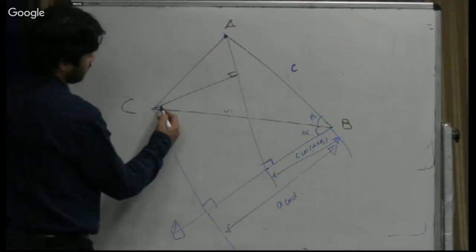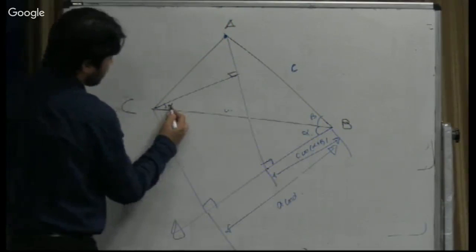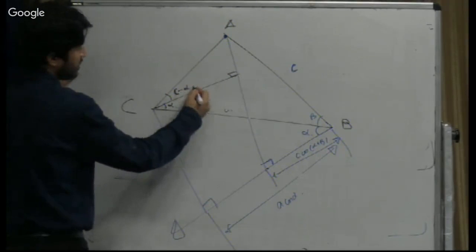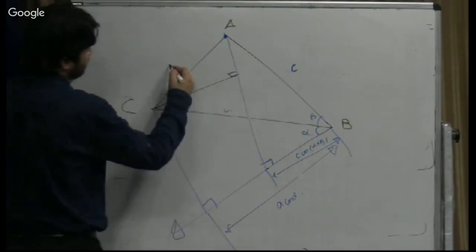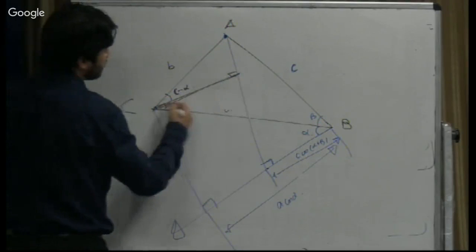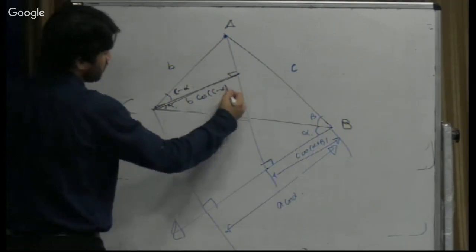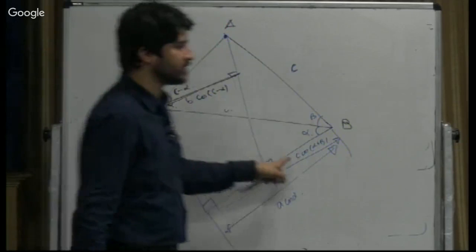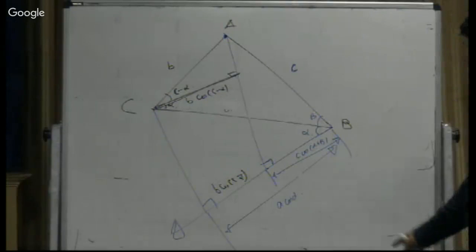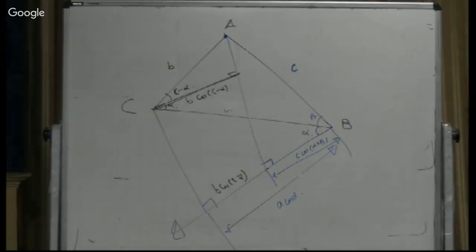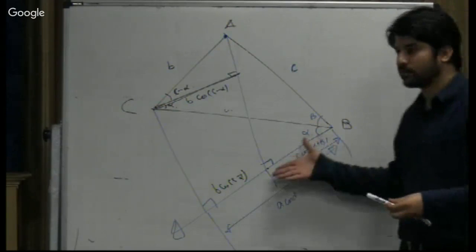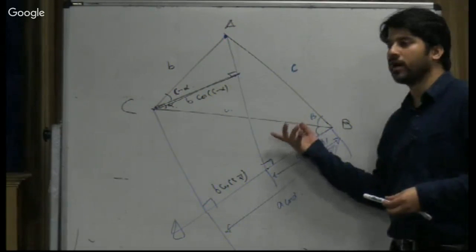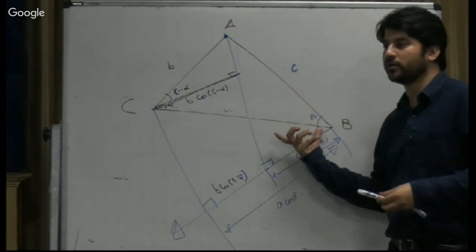Now, this is alpha, so this would also be alpha. So this is going to be C minus alpha. So can I say, this is my B. So I can say this length is B cos(C minus alpha). So I can say B cos(C minus alpha) plus C cos(B plus alpha) is equal to A cos alpha. So basically this is your projection formula only. Projection formula is a special case. If I put alpha is 0, it would turn out to be a projection formula.